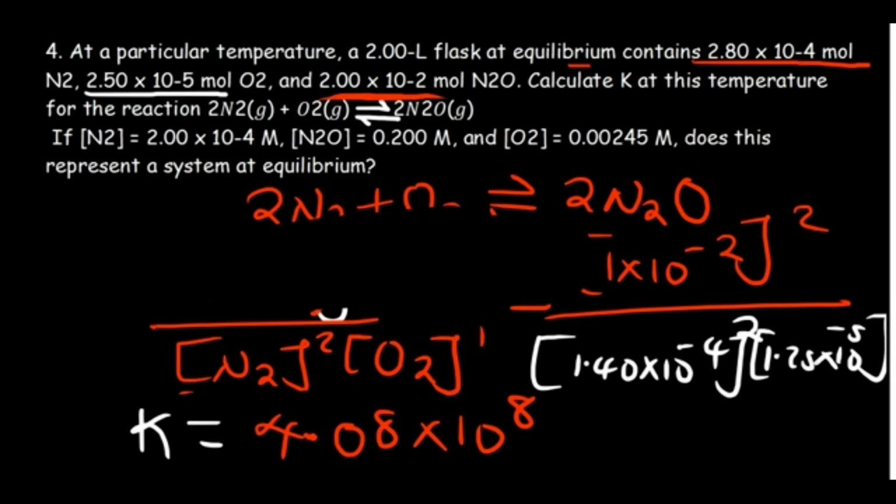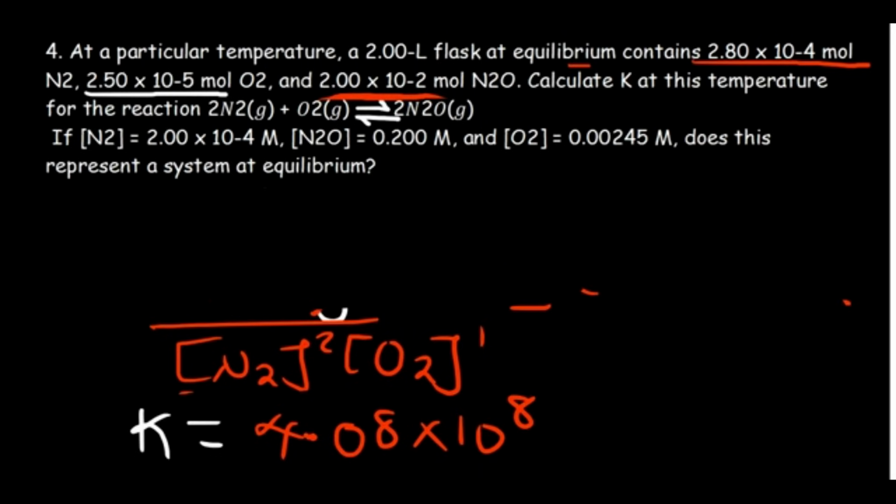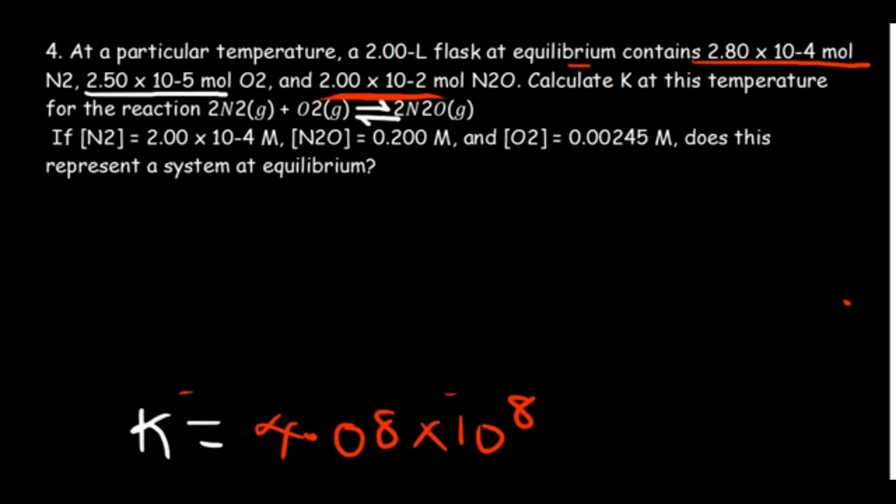So we've answered the first part of the question. The second part of the question says, if the nitrogen gas concentration is what, and for the product it is what, for the oxygen it is what, does this represent a system at equilibrium? Our calculations are going to be based on the information given. So we try to determine the K. If it matches up with the one given from the equilibrium, then we are going to say it was at equilibrium. If it doesn't match up, then the system was not at equilibrium. So let's do our calculations.